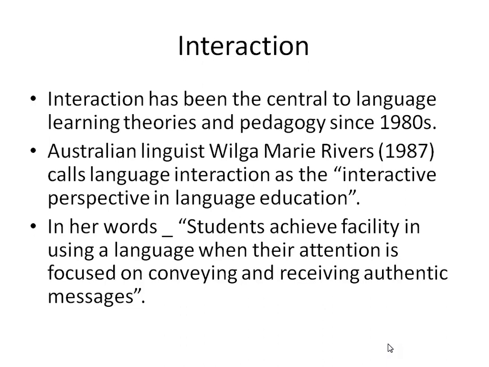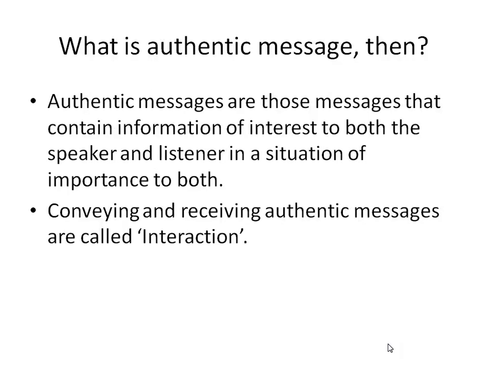The point of interaction is that conveying and receiving messages will be there, and the message has to be an authentic message. Authentic messages are those messages that contain information of interest to both the speaker and the listener. You are eager to listen to something, and the speaker should also be eager to convey the message. So interest from both groups will be there.